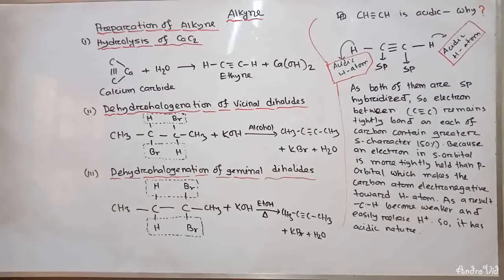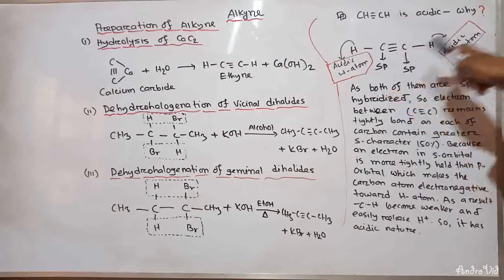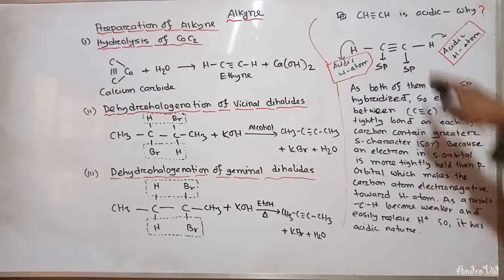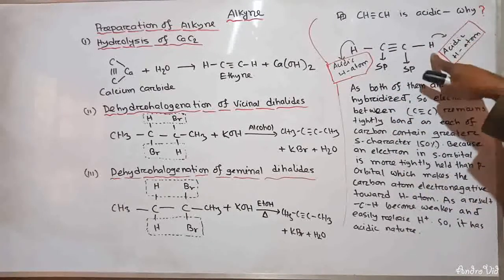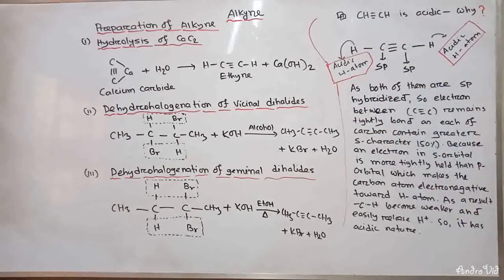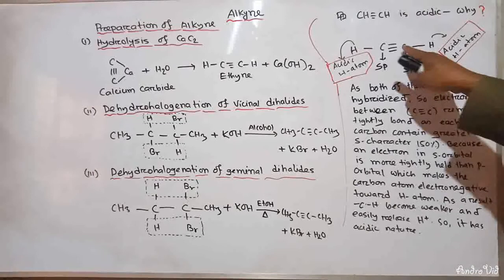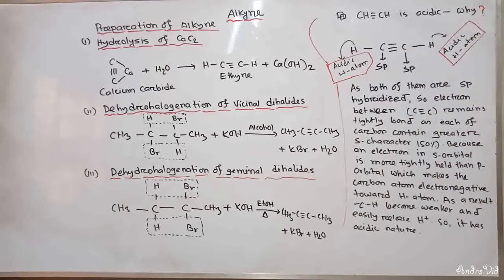This type of alkyne is normally acidic in nature, for example ethyne, for example propyne. If an alkyne wants to be acidic in nature, there must be a proton on this carbon. If there is no proton, if it is a methyl group, then it will not be acidic in nature. So the carbon must contain a hydrogen if it wants to show acidic nature.